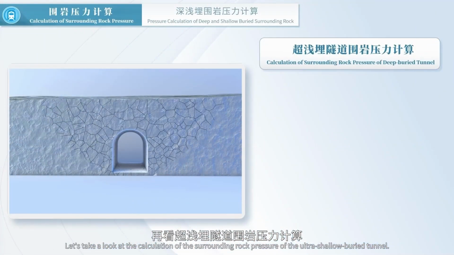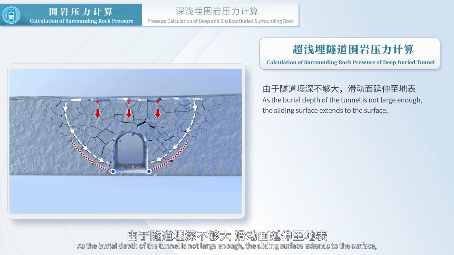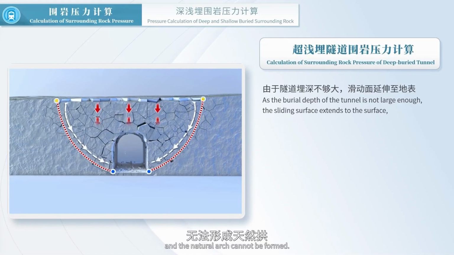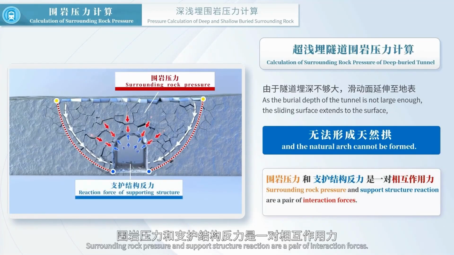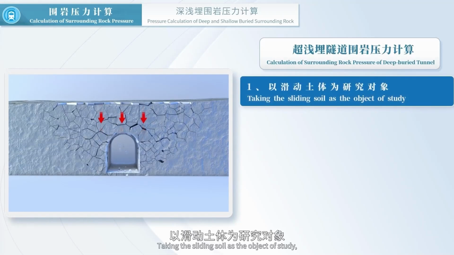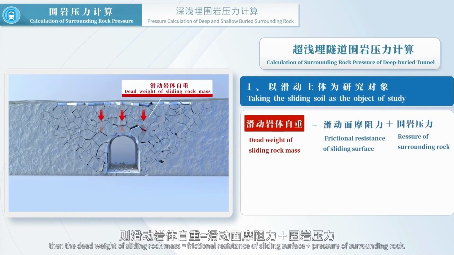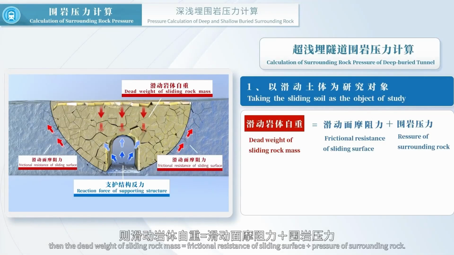let's take a look at the calculation of the surrounding rock pressure of the ultra-shallow buried tunnel. As the burial depth of the tunnel is not large enough, the sliding surface extends to the surface, and the natural arch cannot be formed. Surrounding rock pressure and support structure reaction are a pair of interaction forces. Taking the sliding soil as the object of study, the dead weight of the sliding rock mass equals the frictional resistance of the sliding surface plus the pressure of surrounding rock.